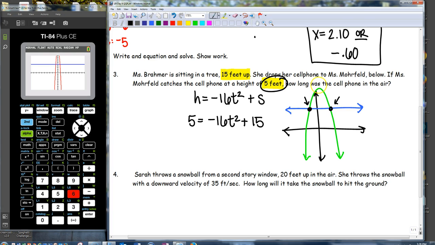And now we'll go ahead and find them using our second trace 5. So please go ahead and do this along with me. Don't just watch on the video. Second trace 5. Enter, enter, enter. So that looks like it's going to round to 0.79, comma 5.